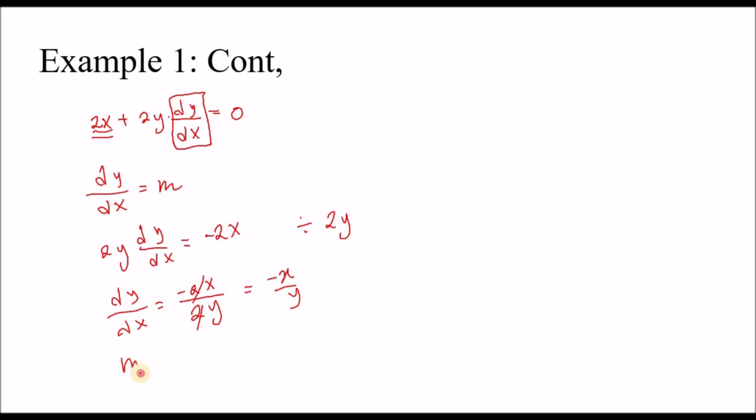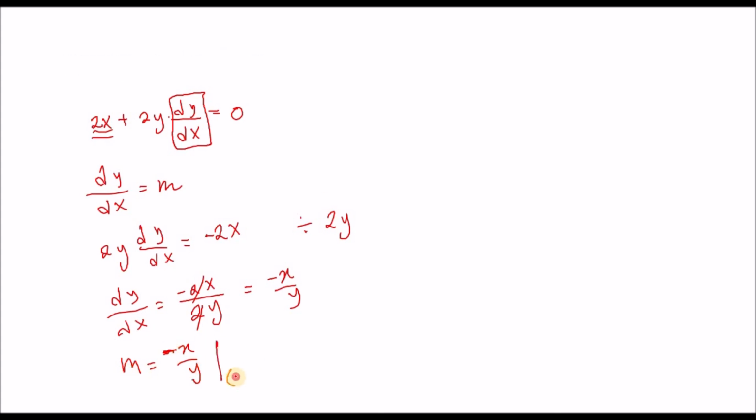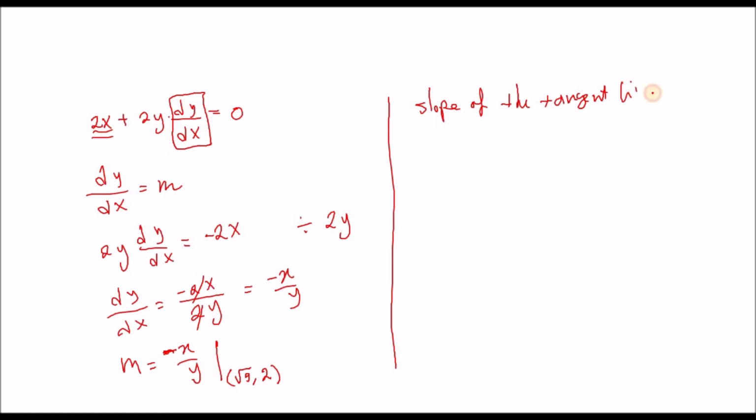So that is basically the slope. The slope is negative x over y. Now I want to find the slope at x equal to square root of 5 and y equal to 2. So in this case, the slope of the tangent line m is equal to negative x, which is negative square root of 5, over y, which is 2. And that is the slope of the tangent line.